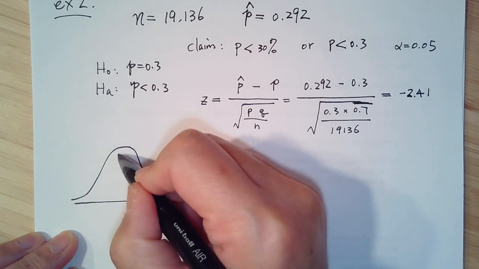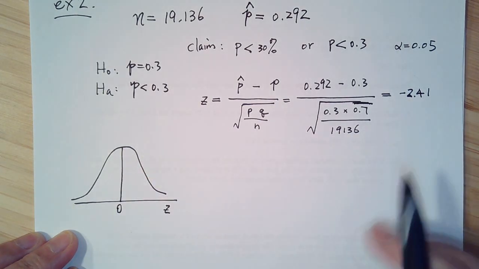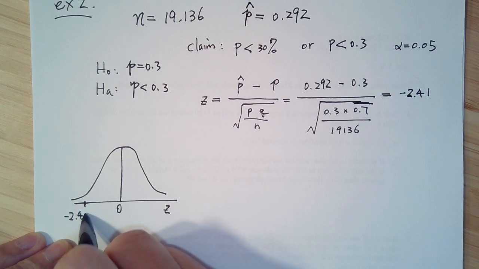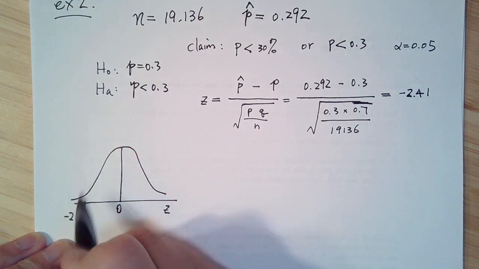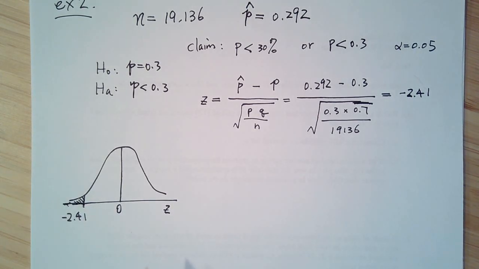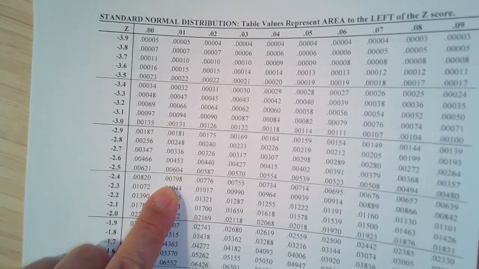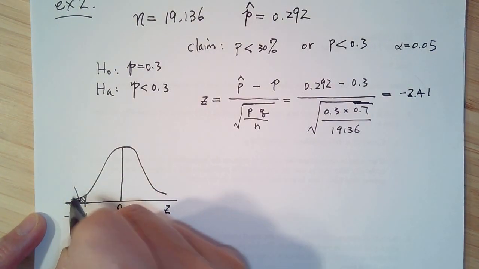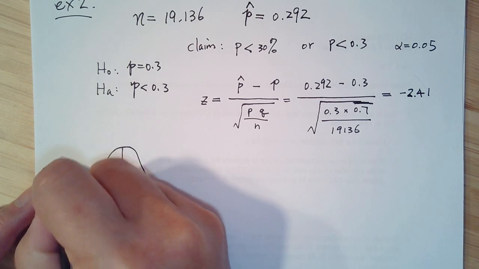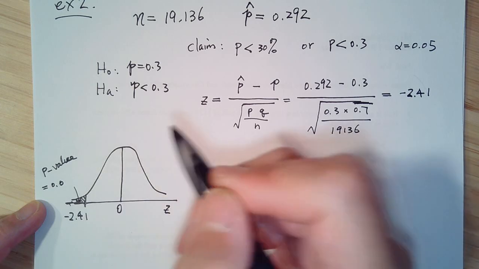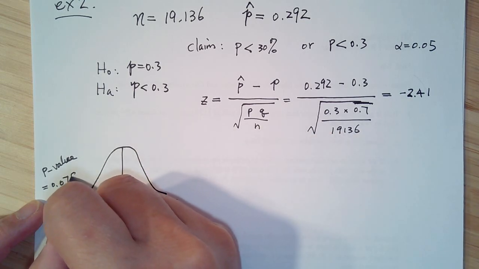It's z. Here's a 0. And my test statistic is negative 2.41. And this is less than, so that's a left tail test. It's a one-tailed test, it's a left tail. Again, I'm going to use my negative 2.41. So I get a 0.0798. So this p-value equals 0.0798.